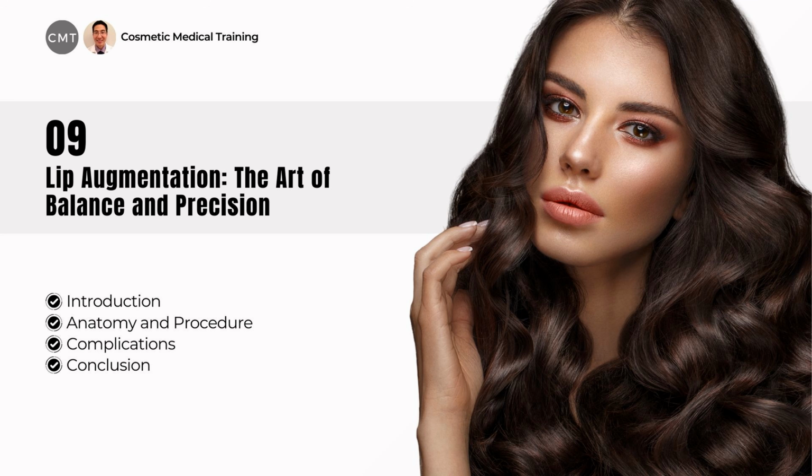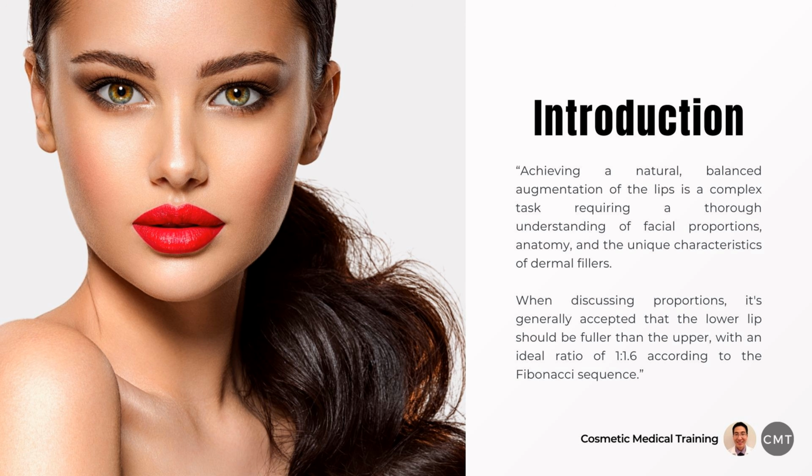Simultaneously, the orbicularis oris muscle activity contributes to radiating perioral lines, commonly referred to as lipstick lines. Achieving a natural balance augmentation of the lip is a complex task requiring a thorough understanding of facial proportions, anatomy, and the unique characteristics of dermal fillers. When discussing proportions, it's generally accepted that the lower lip should be fuller than the upper lip, with an ideal ratio of 1 to 1.5, according to the Fibonacci sequence.